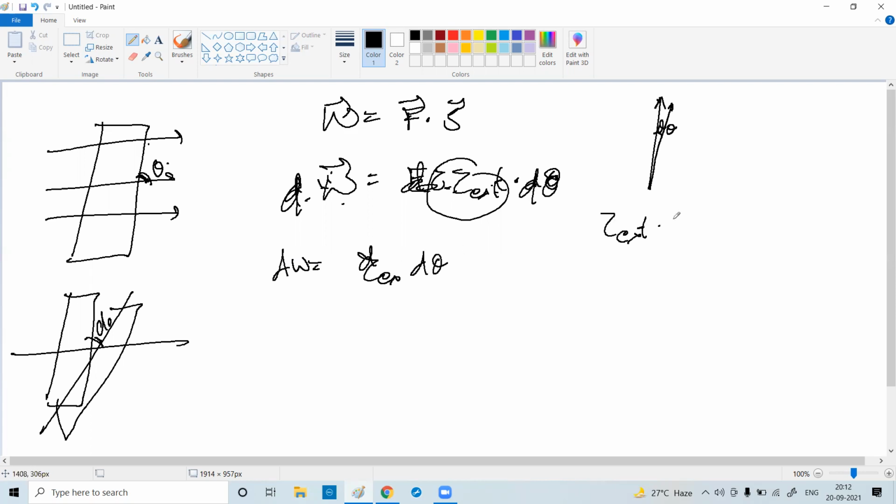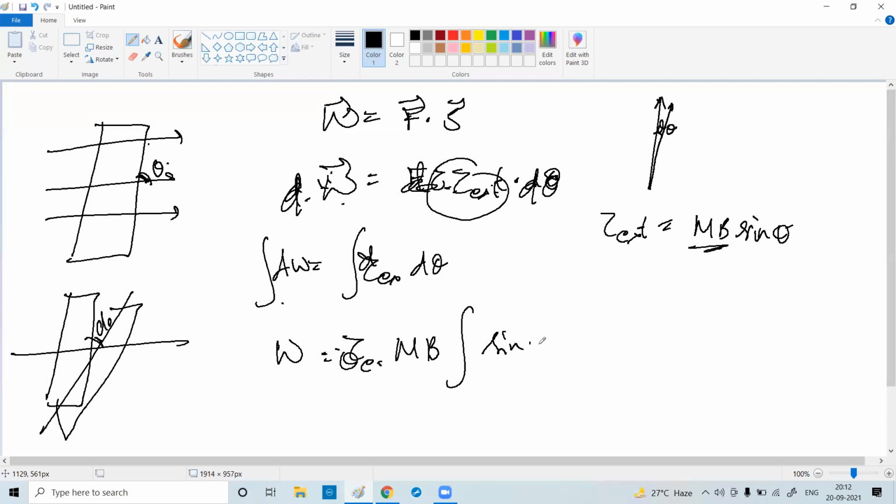So what is tau external? Tau external is MB sin theta. Earlier class. So if I integrate, tau external will not come out, but MB will come out, since M and B are constant. So what will remain? Sin theta d theta. And when we are integrating, initially it is in theta 1 position, finally it is in theta 2 position. So we are integrating from theta 1 to theta 2.